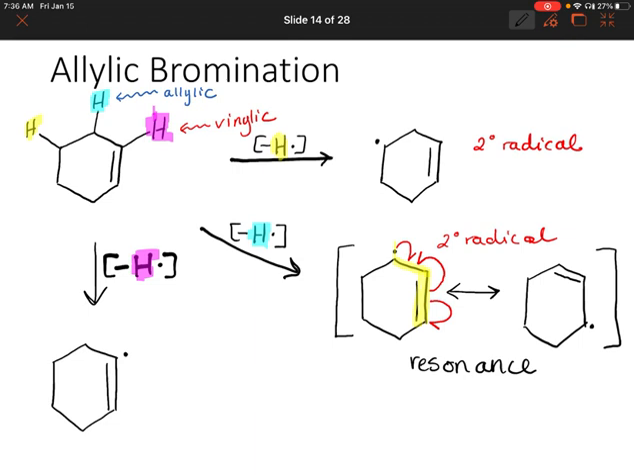Now let's look at the last radical after we abstract the purple hydrogen, or the vinylic hydrogen. Do we have any resonance there? No, we can't really move that electron because it's right on the double bond, so there's really nowhere for it to go. And actually, let's go back to our first radical, the secondary radical. Does that have any resonance? No, we can't move that electron either.